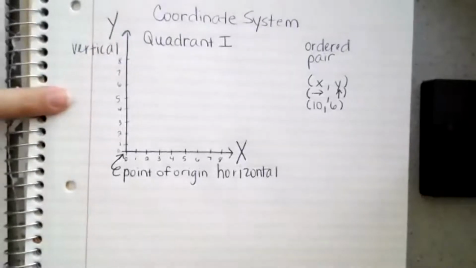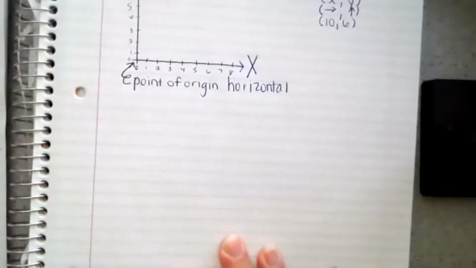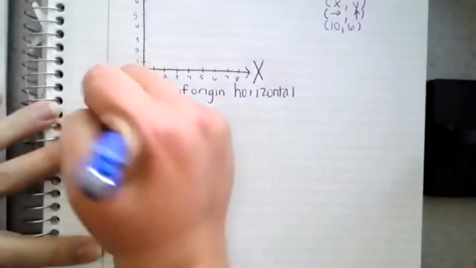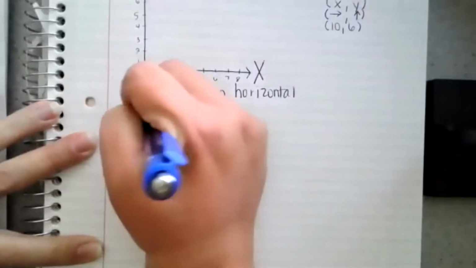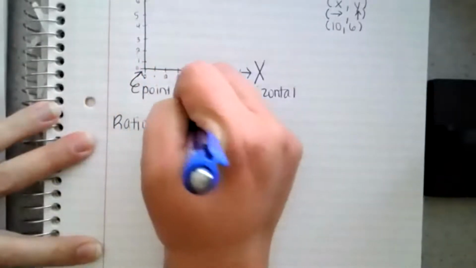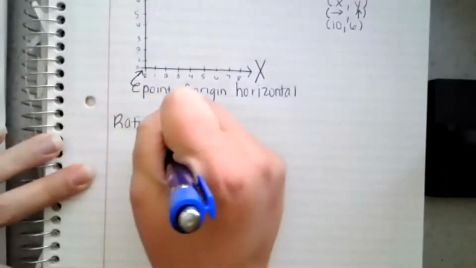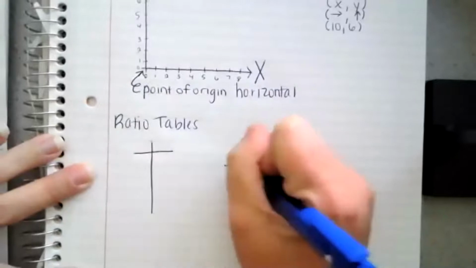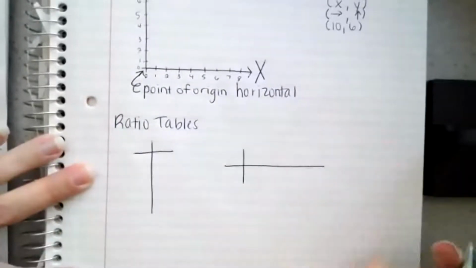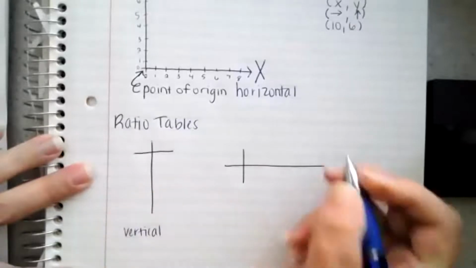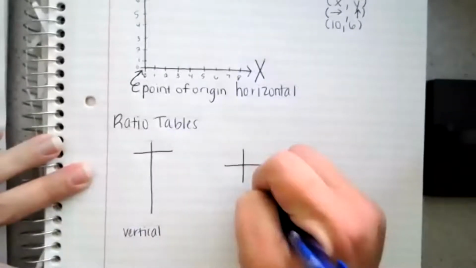All right, so this part should be pretty familiar. You've done this before. Now let's look at how we would get our ratios on there. So you could have ratio tables. There's kind of two standard ways that you're going to see them. You're going to see your vertical table just like this, or you're going to see a horizontal table just like this.